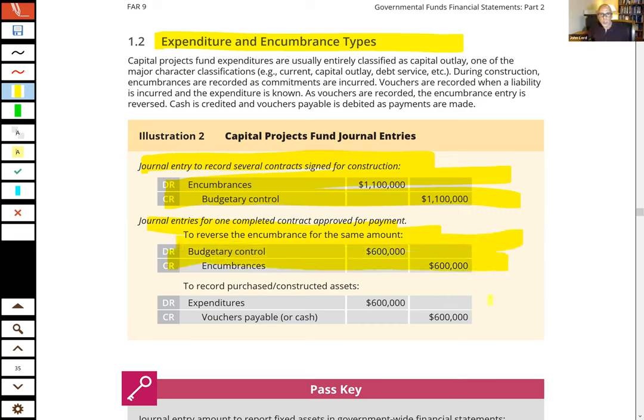saw before when we talked about encumbrances, remember for the two sanitation trucks, you debit the budgetary control, credit encumbrance for the encumbered amount. And then in this example, since the contract wasn't done yet, we had the same amount for our expenditure. Remember, if the expenditure actual amount is different than the amount we encumbered, we reverse the encumbrance for the original encumbrance amount and debit expenditure and vouchers payable or cash for the actual. But here, there was no difference between the two numbers.